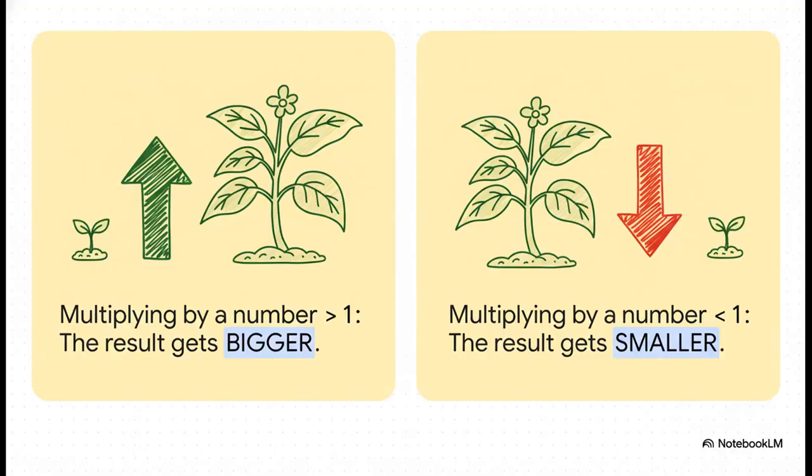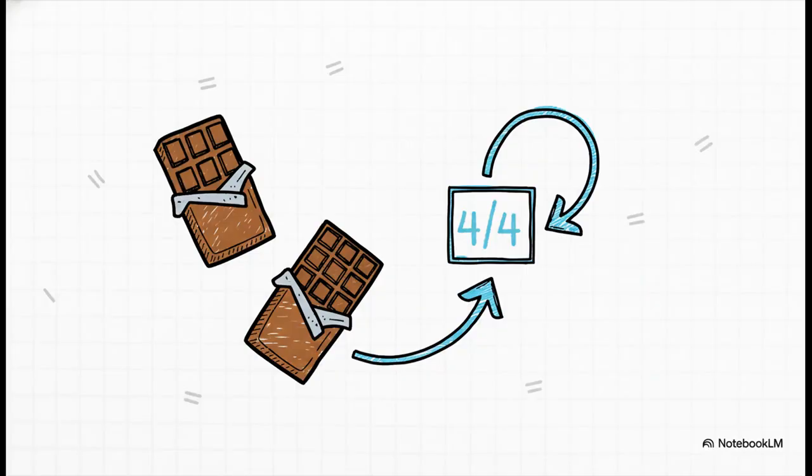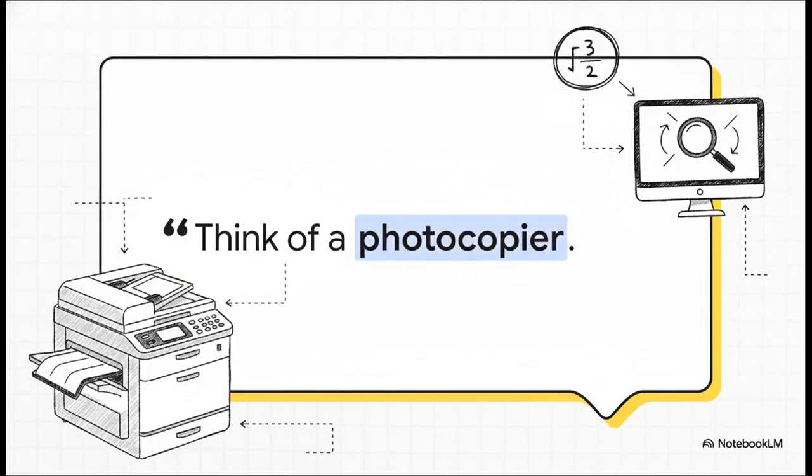And here are the 2 fundamental rules. It's really this simple. When you multiply a number by any fraction that's greater than 1, the result gets bigger. But when you multiply by a fraction that's less than 1, like 1/2 or 3/4, the result actually gets smaller. So what do you think happens when you multiply it by exactly 1? Yep, nothing at all. The number stays exactly the same. This is actually known as the identity property. Pretty neat.